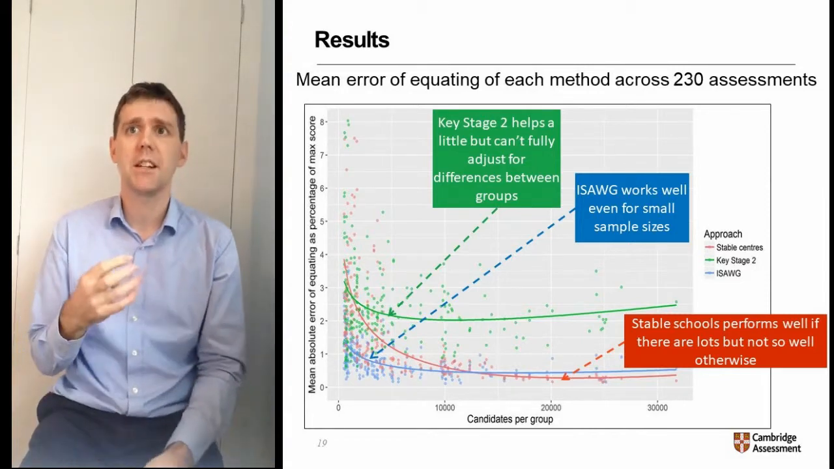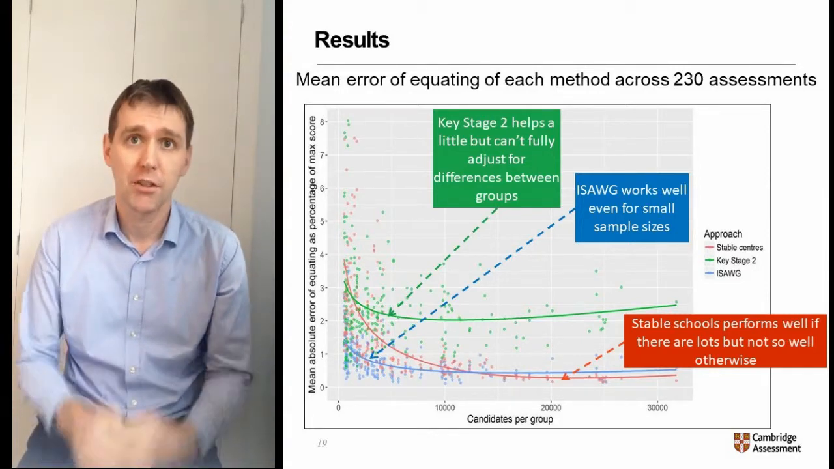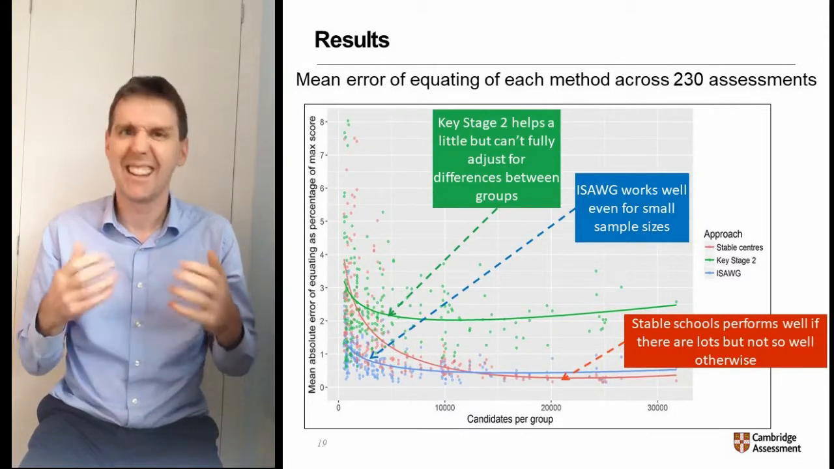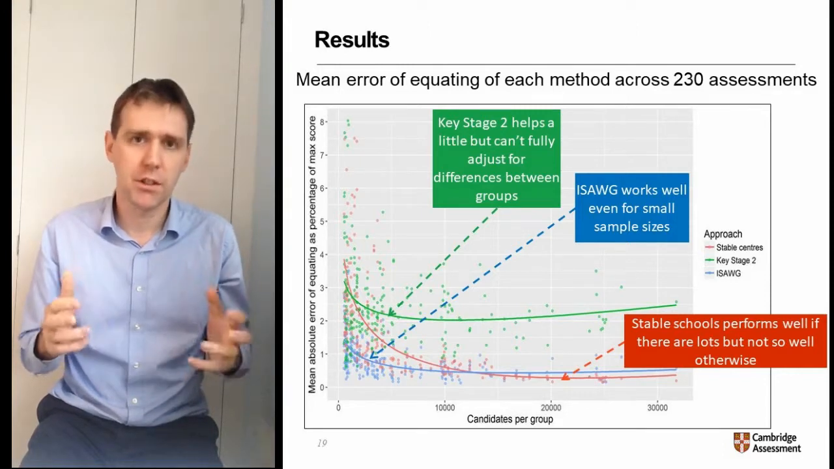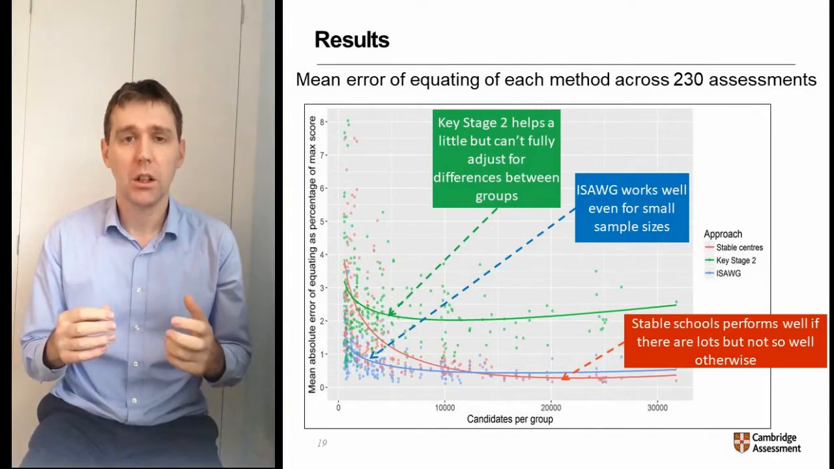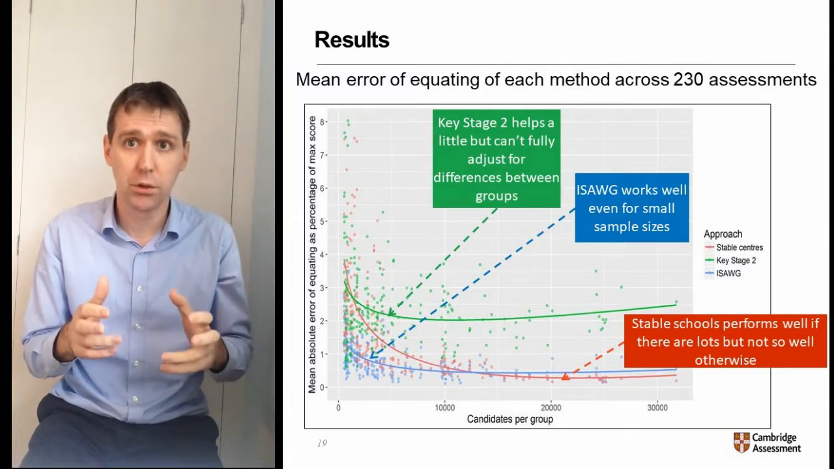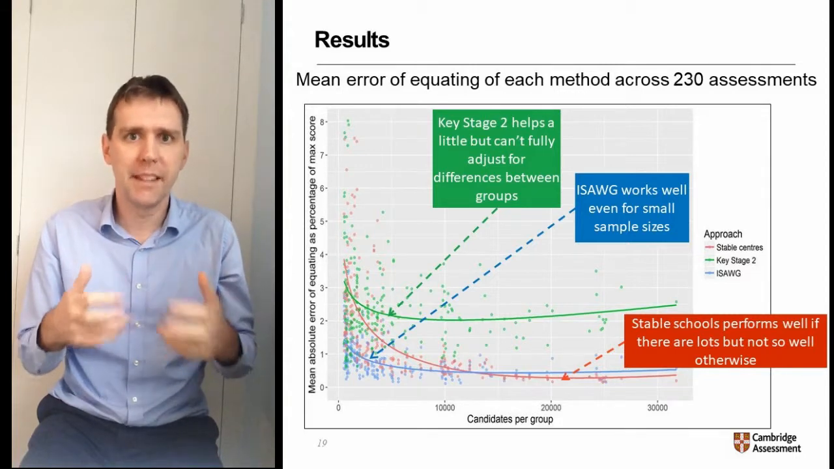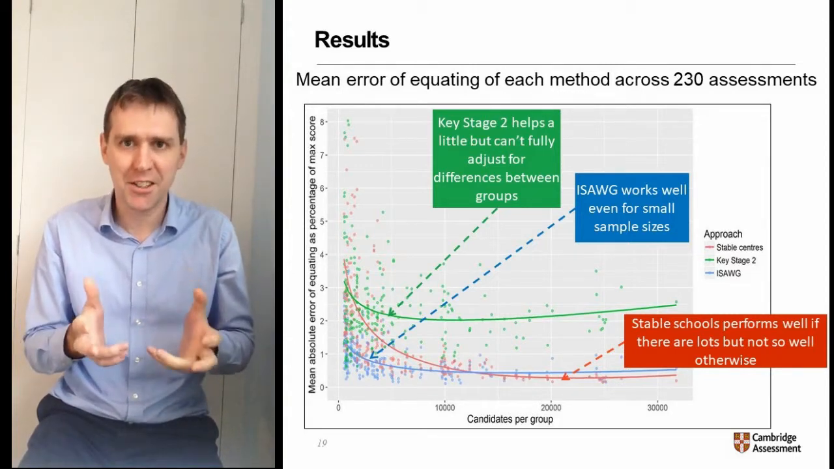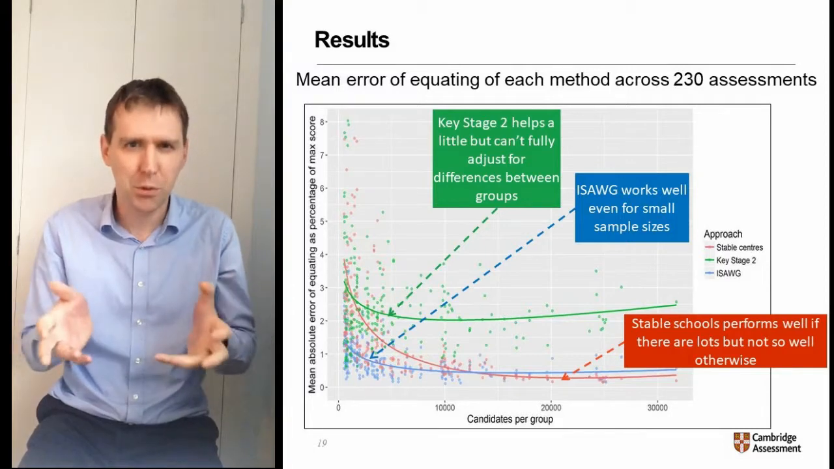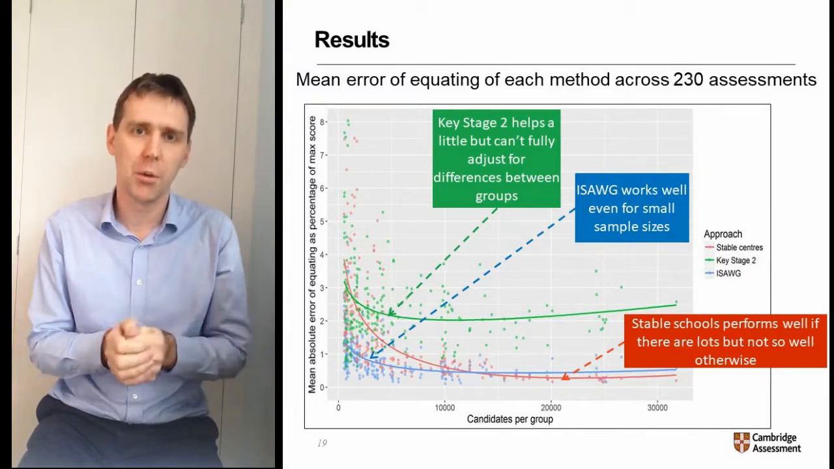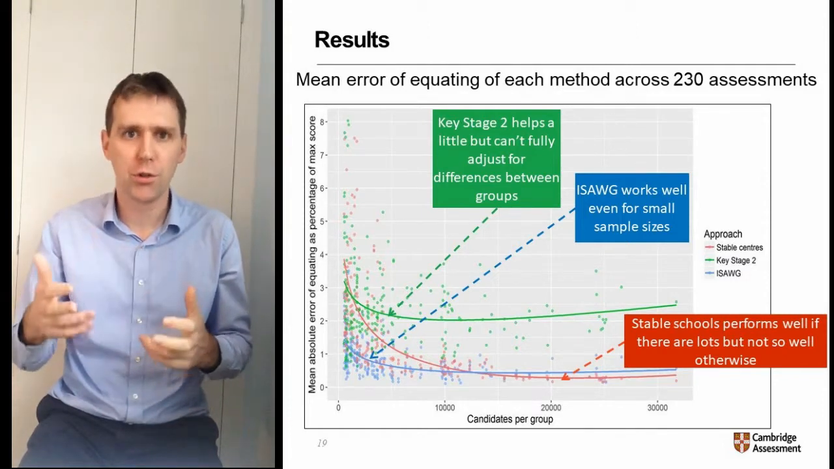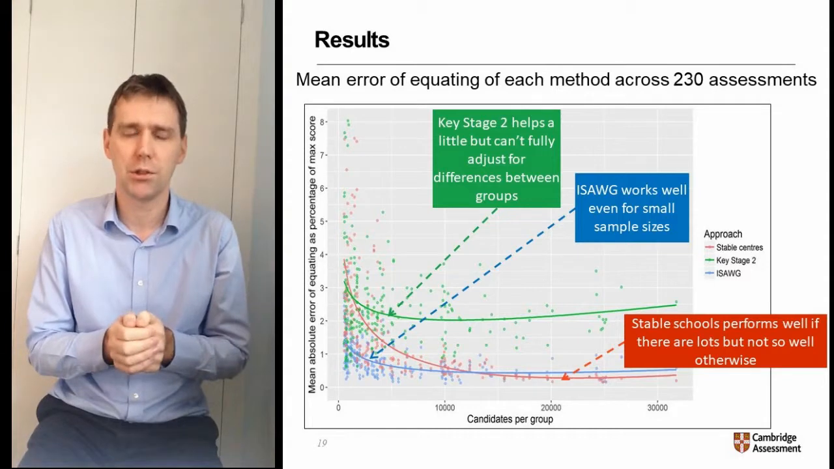What do we see? Well, Key Stage 2 generally has the worst accuracy. I've deliberately set up the experiments with big differences between groups, and the data from primary school assessments just isn't strong enough to account for that. Looking at assessments individually and finding stable schools, the red dots, that works okay if we've got assessments with large entries, so we can find lots of big stable schools to work with, but it's not so good otherwise. In contrast, using the ISORG does seem to work across the whole score range, giving pretty accurate results.